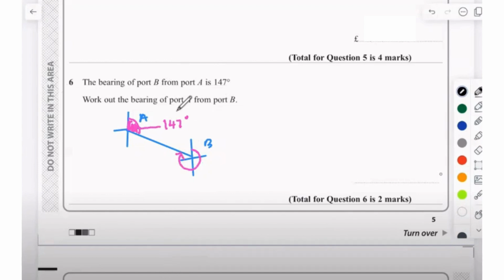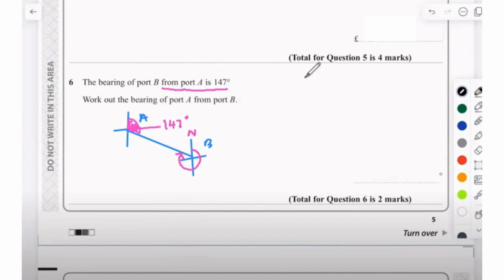Remember, bearing is always measured from the north. That's why we started from over here, because this is the north of B, and went towards the line where A is situated. When it says from A, that means you measure the bearing from that point for the other point. That's why we are measuring the bearing of A from B.